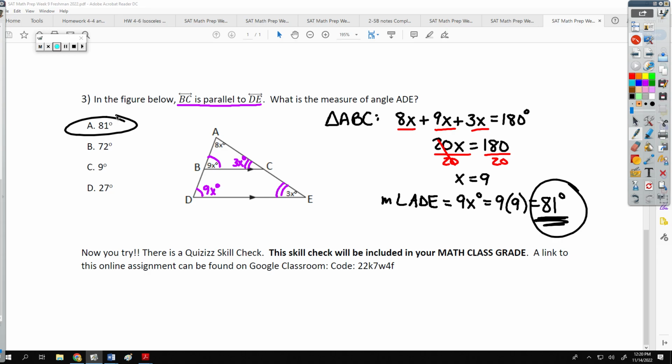Okay, so you know how this works. We're now off to our Google Classroom to complete the skill check for the week on Quiz Is. Remember that this is included in your math class grade, so you need to take your time and think your answers through. Go do that Quiz Is now.